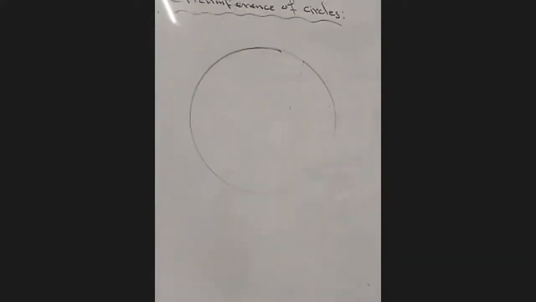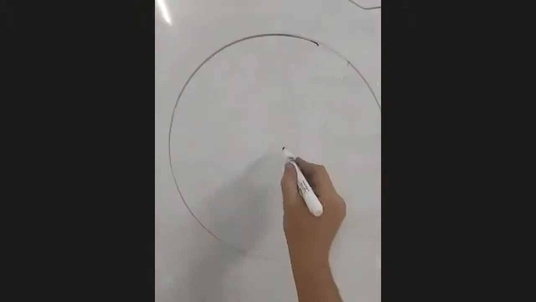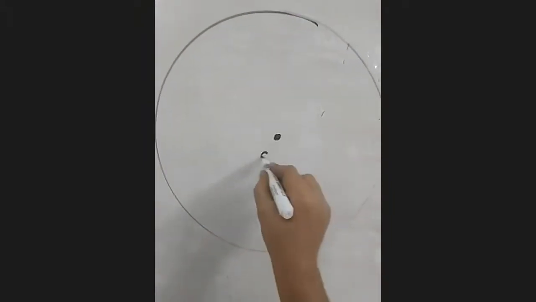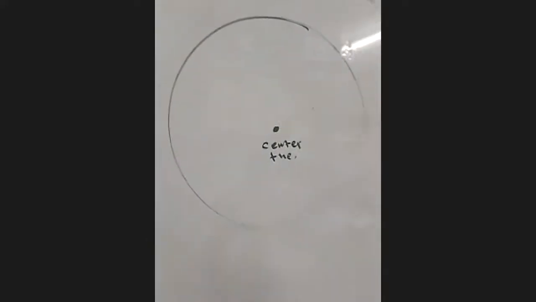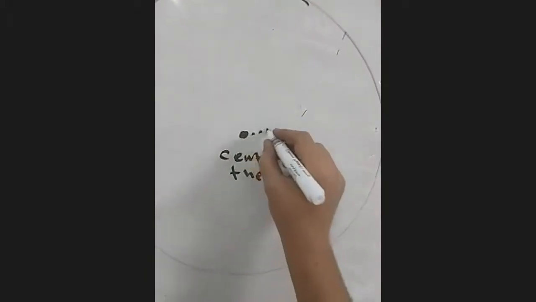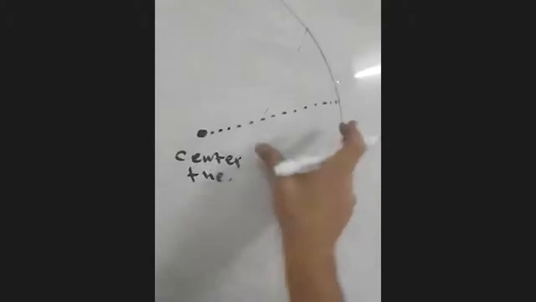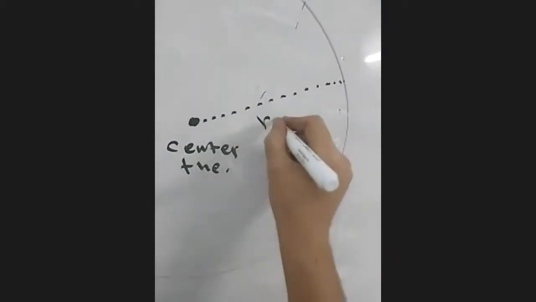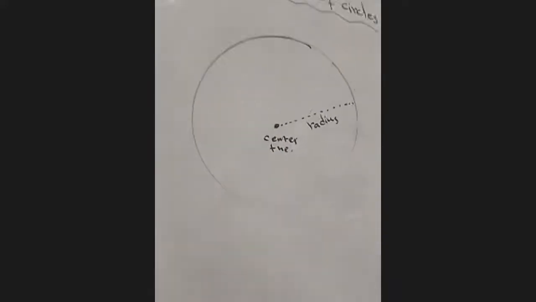Okay. This is a circle here. And at the middle, guys, here, we have a point. We call it the center of the circle. Don't forget that. The center of the circle. Now, this line segment here between the center and the circle, we call it radius. Radius.